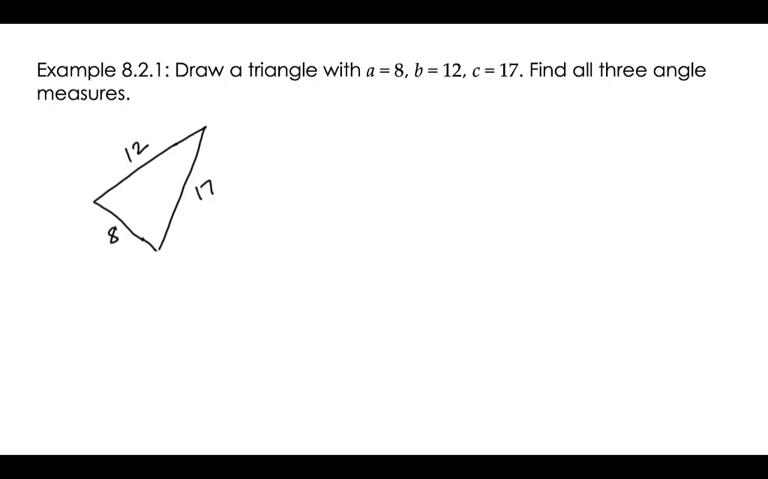So I'm going to name those sides: this is a, this one b, and this one c. That means across from side a has to be angle alpha, across from side length b has to be beta, and across from c has to be gamma. Now I'm going to copy down the law of cosines. Since we know all three side lengths, it doesn't matter which version we start with.